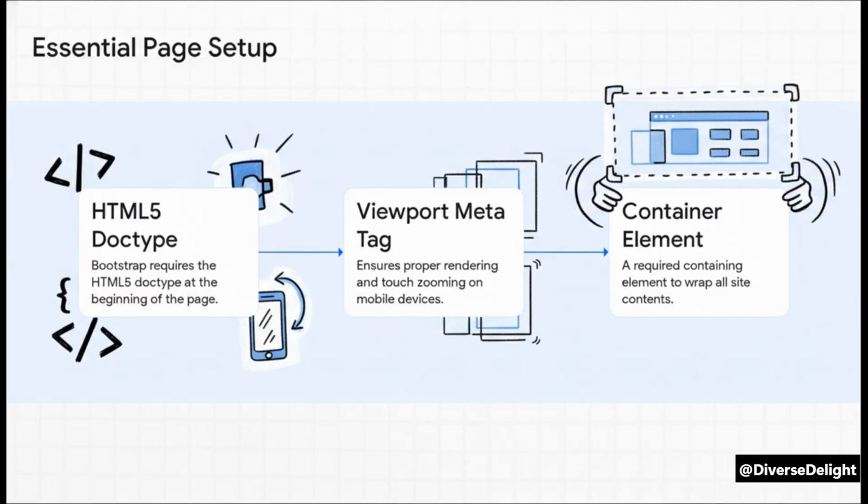You really only need 3 things to get started. First, the standard HTML5 doc type. That just tells the browser what it's looking at. Second, and this one is absolutely critical, you need the viewport meta tag. This little line of code is what tells phones not to mess up your site's scaling. And finally, all of your visible content needs to live inside one main container.